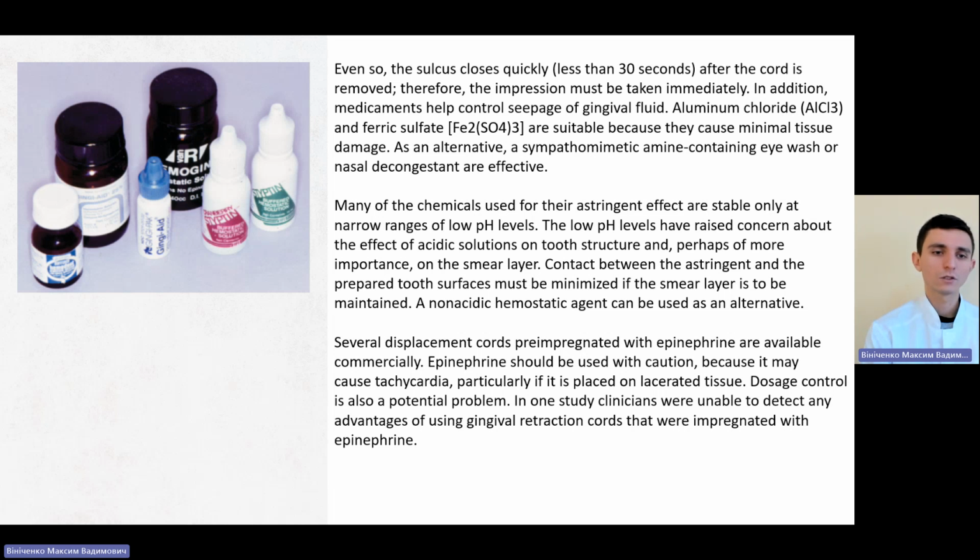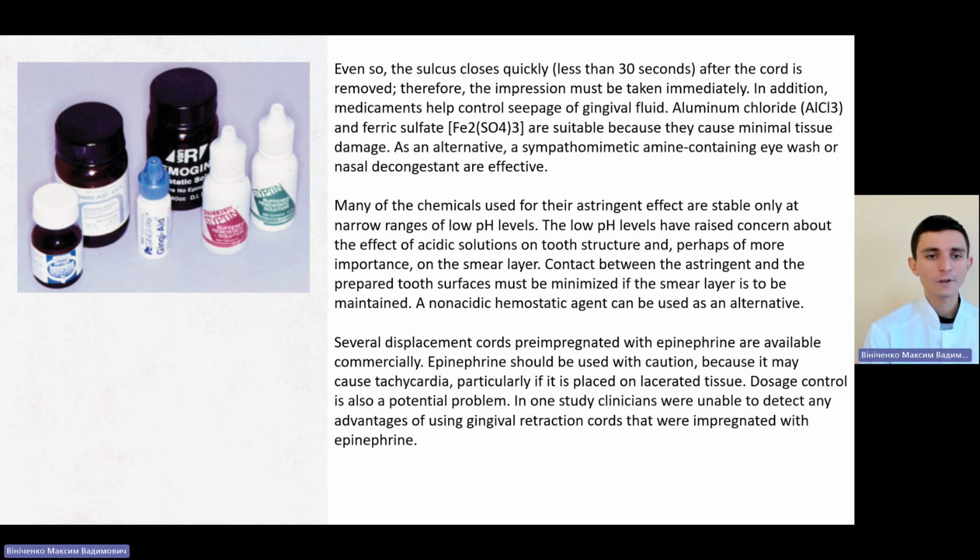Even so, the sulcus closes quickly, in less than 30 seconds, after the cord is removed. Therefore, the impression must be taken immediately. In addition, astringents help control seepage of gingival fluid. Aluminium chloride and ferric sulfate are suitable because they cause minimal tissue damage. As an alternative, a sympathomimetic amine containing eye wash or nasal decongestant is effective.